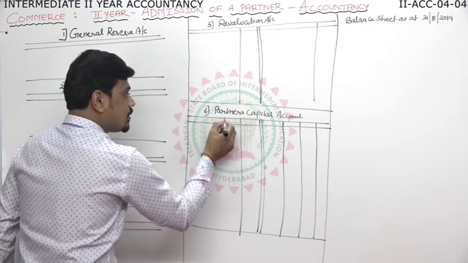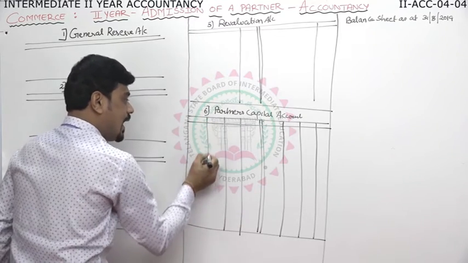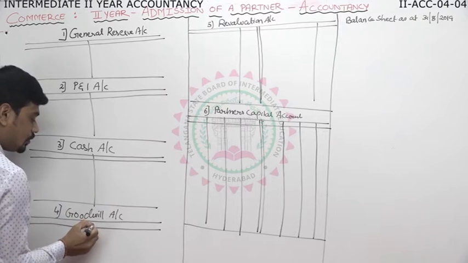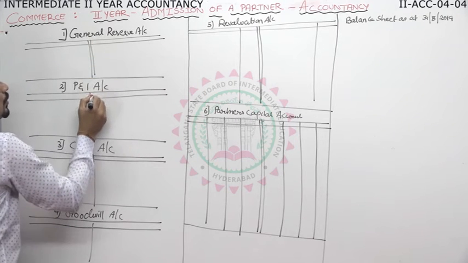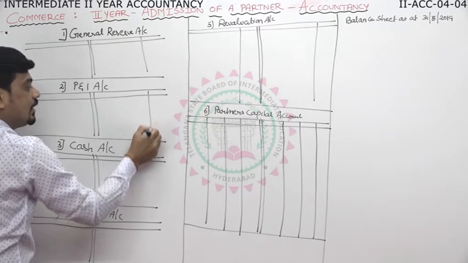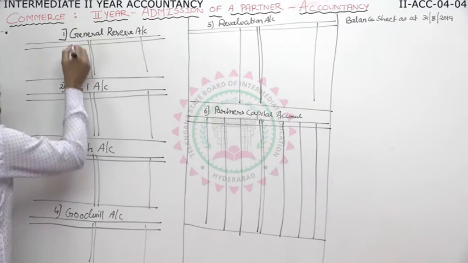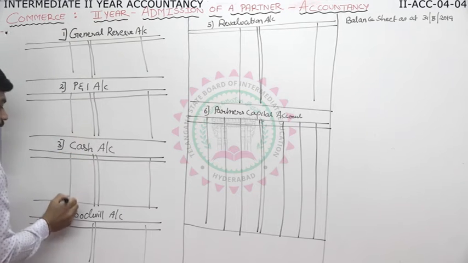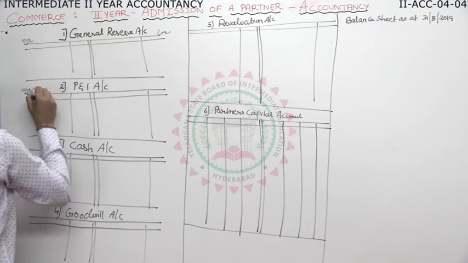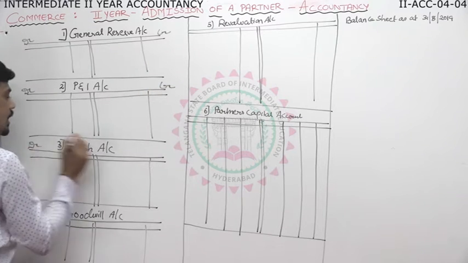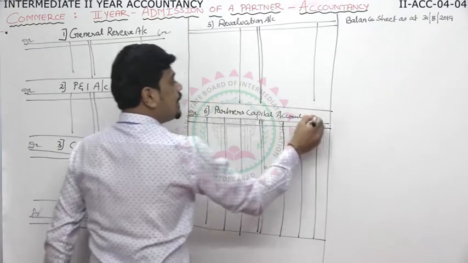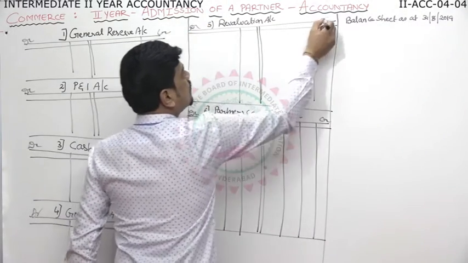Partner 1, 2 and 3. Similarly, here also we are going to draft the accounts. Debit side, credit side, you all know. Everywhere you have to write debit and credit. Debit, credit, debit, credit, debit, credit.